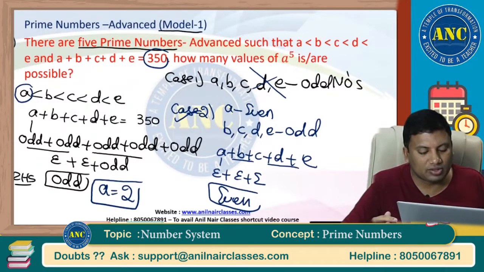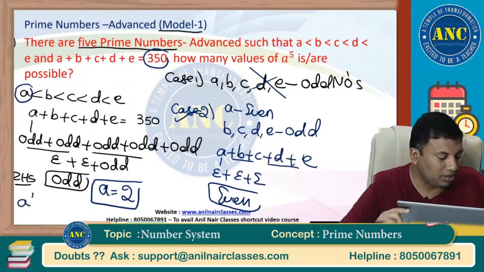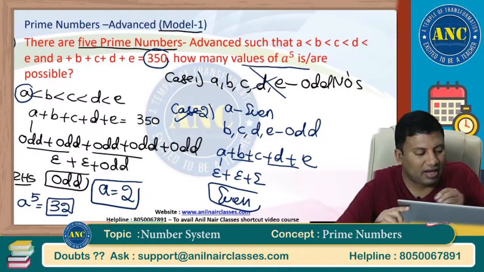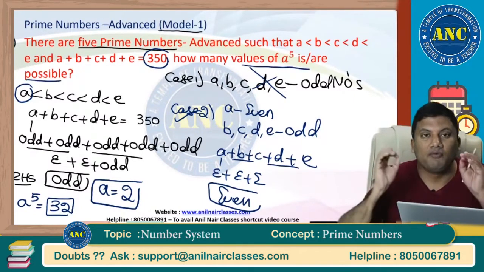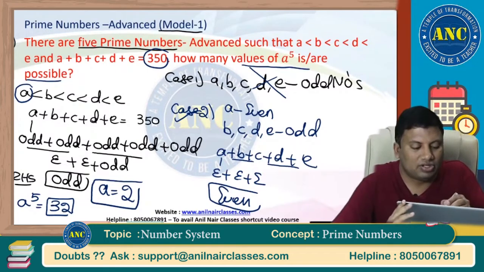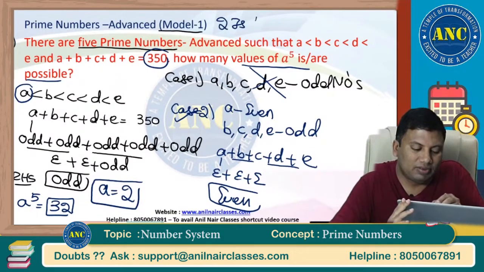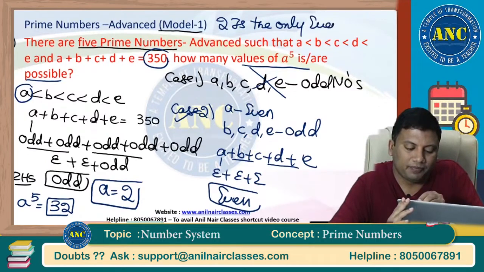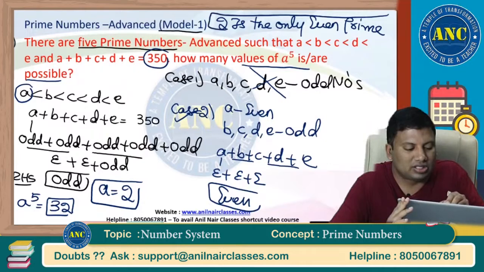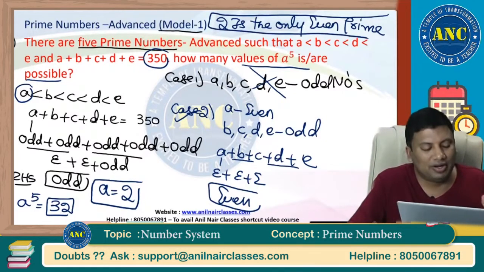How many values of A power 5 are possible? A power 5, 2 power 5, is 32. Only one value is possible, and the value comes out to be 32. A very, very good question which talks about the application of the concept that 2 is the only even prime. How to use this concept in finding the value of a variable?